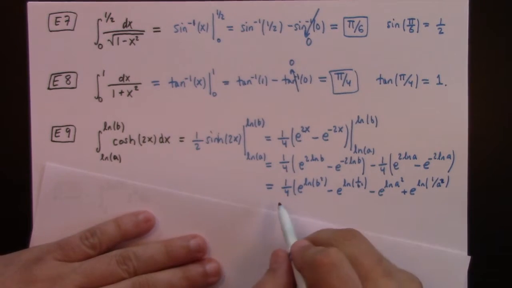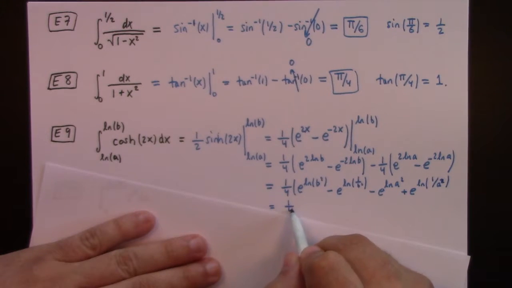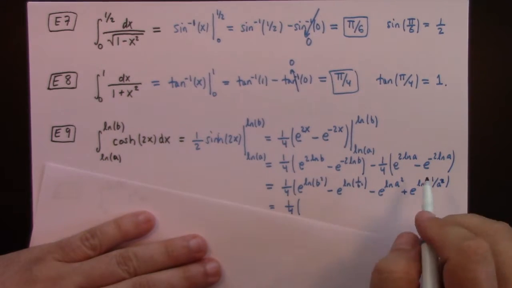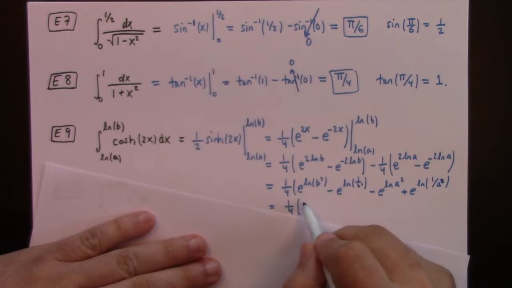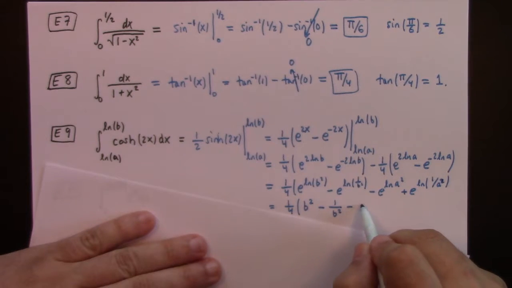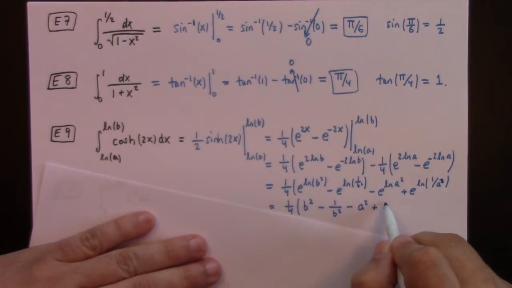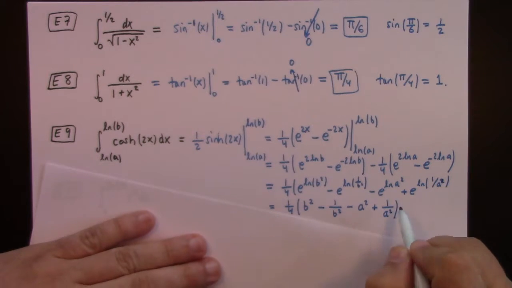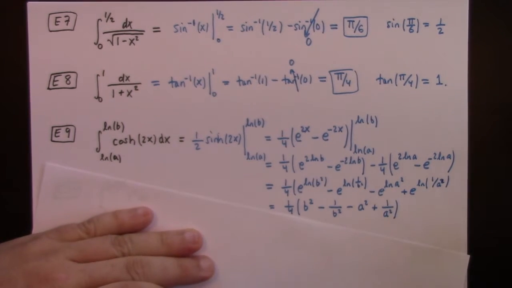And then that is 1/4. Let me just write the final answer here. So that's 1/4 times b squared minus 1 over b squared minus a squared plus 1 over a squared. And that is the answer.